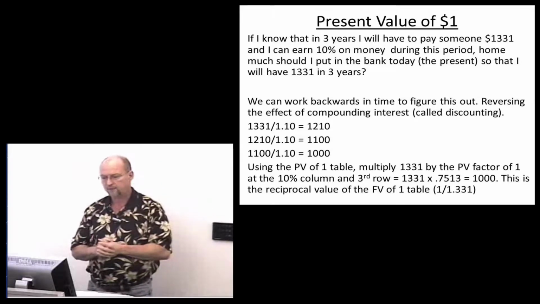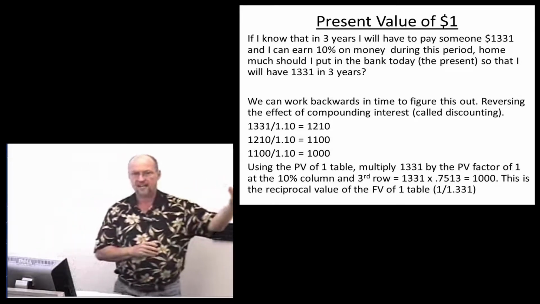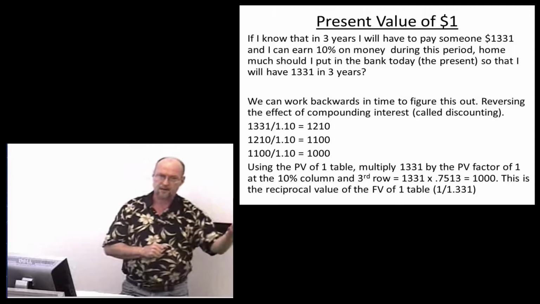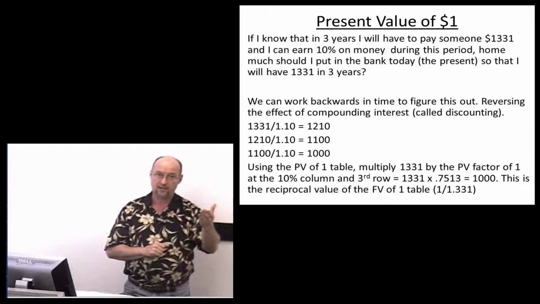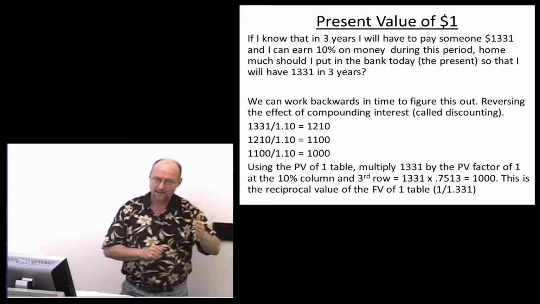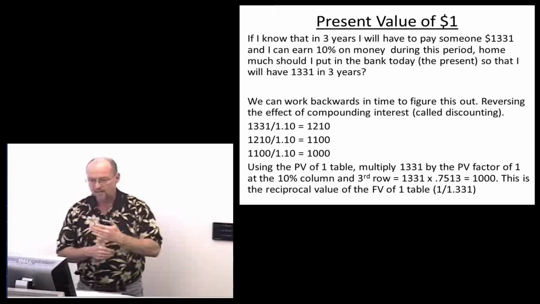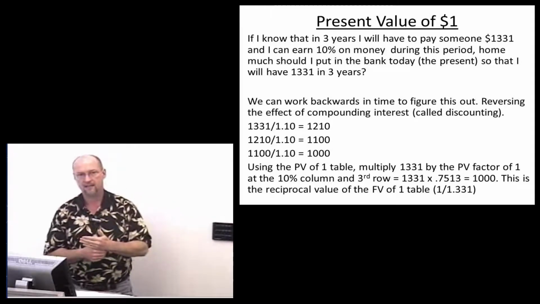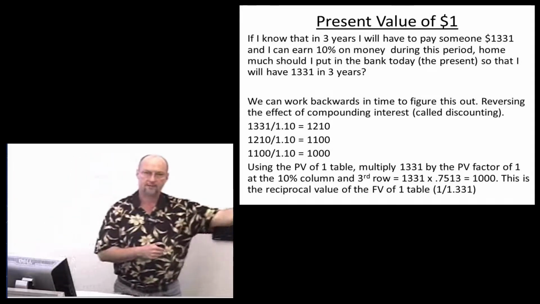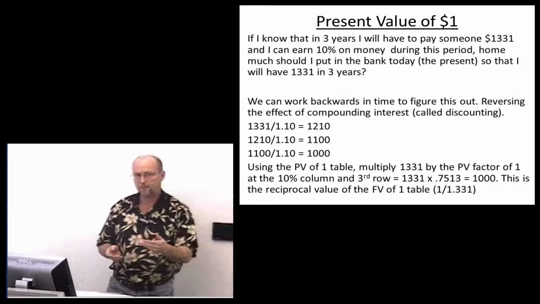So at the end of 2 years, I'd have 1210. Well, 1210, if I discount it back one more period, at the end of the first year, I'd have $1,100, assuming 10%. And that means if I discount it back one more period, today I would have to put $1,000 in the bank so that 3 years from now I would have 1331. Now I know you already knew that number from the previous example.